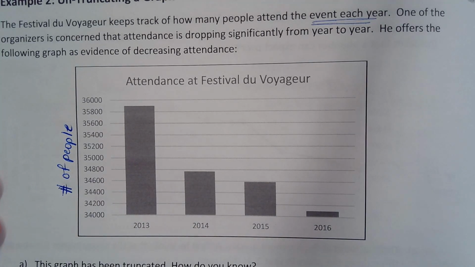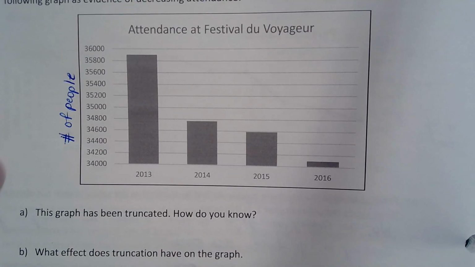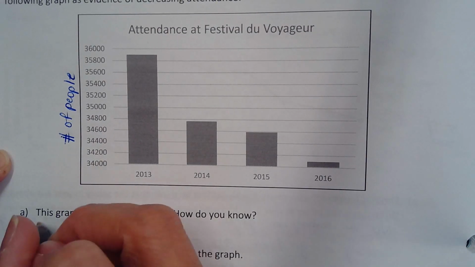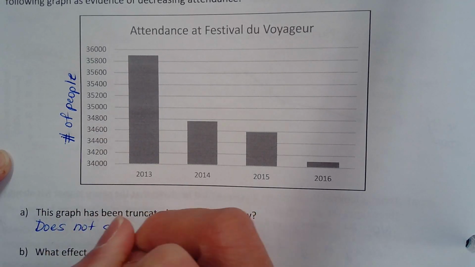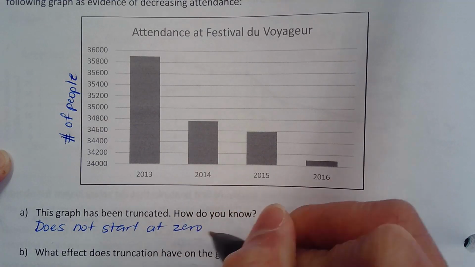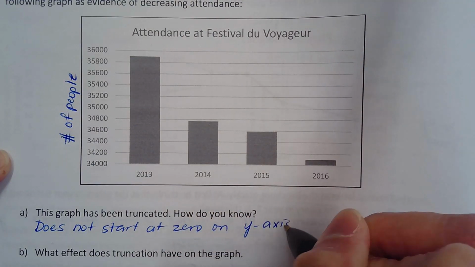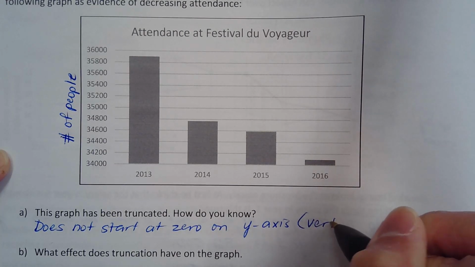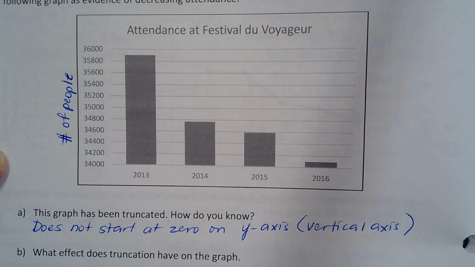Okay, I'm going to read question A. This graph has been truncated. How do you know? It doesn't start at 0 on the y-axis, or vertical axis. Okay?